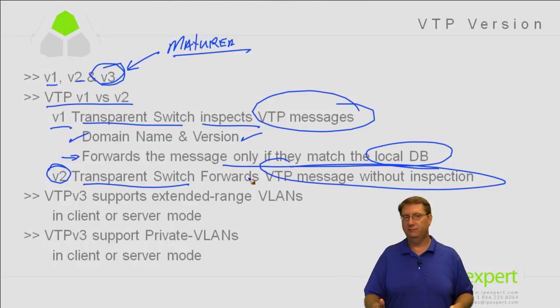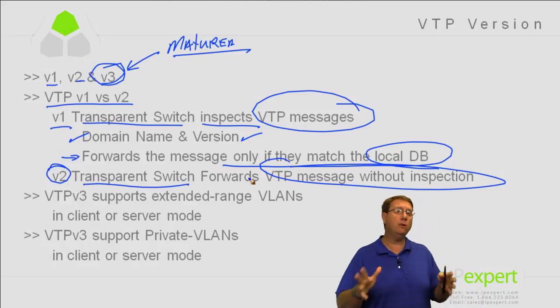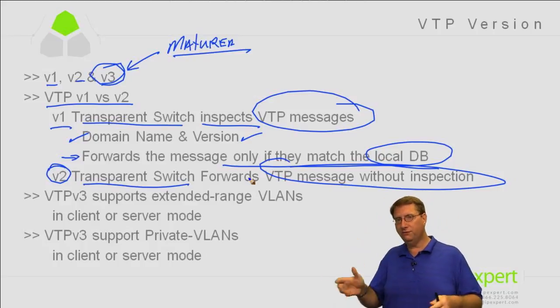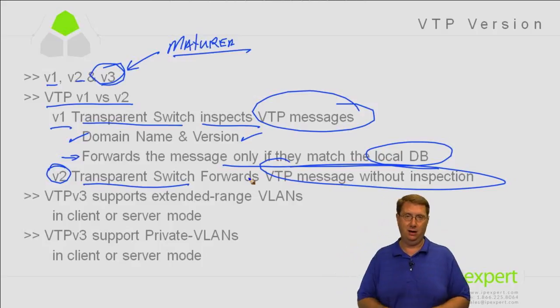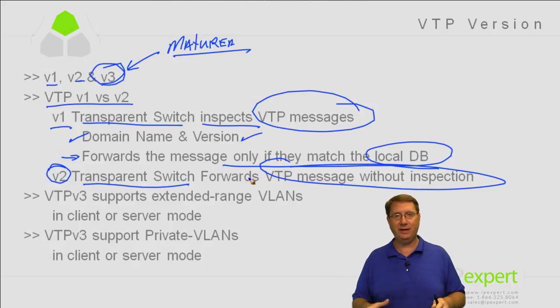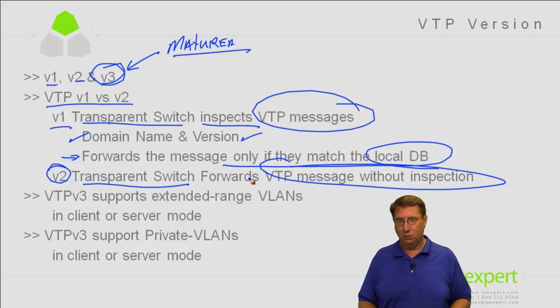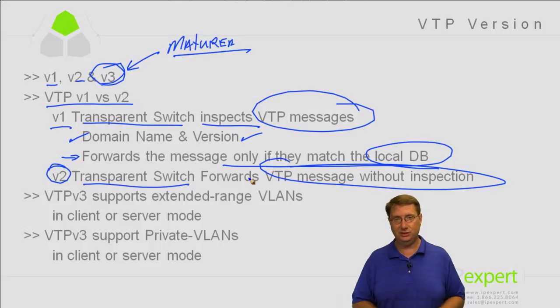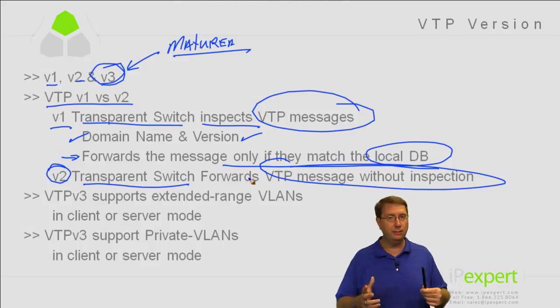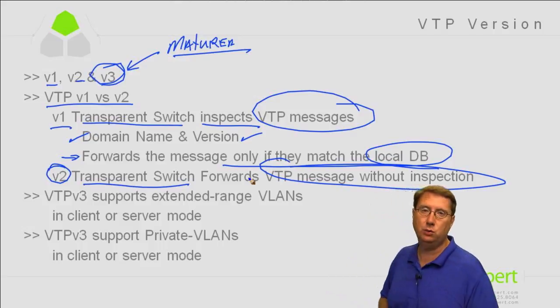Now, what's the myth here? That entire statement is the myth. What we're going to see is in the old version of iOS and in the current version of iOS, if the VTP domain does not match, whether it's transparent or otherwise, a version 2 switch is not going to forward VTP messages. So it's going to actually drop them. And we'll be able to see that when we get into our demonstration.